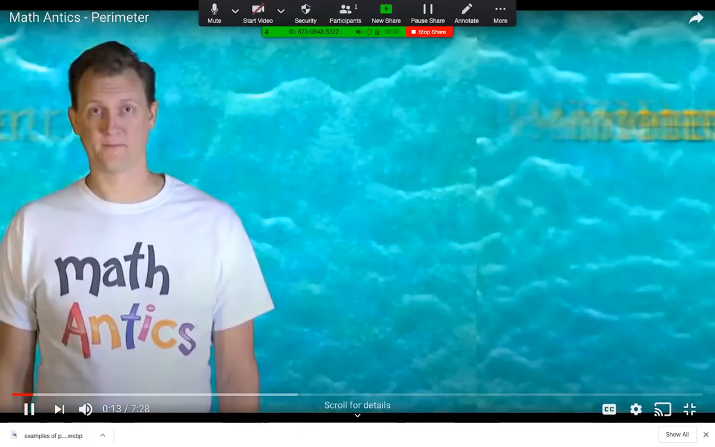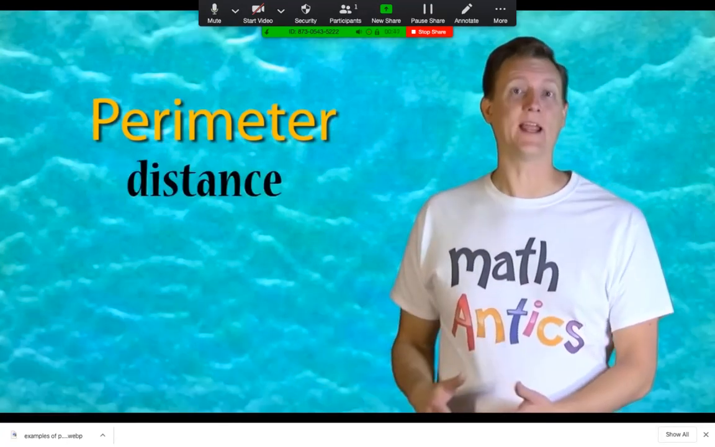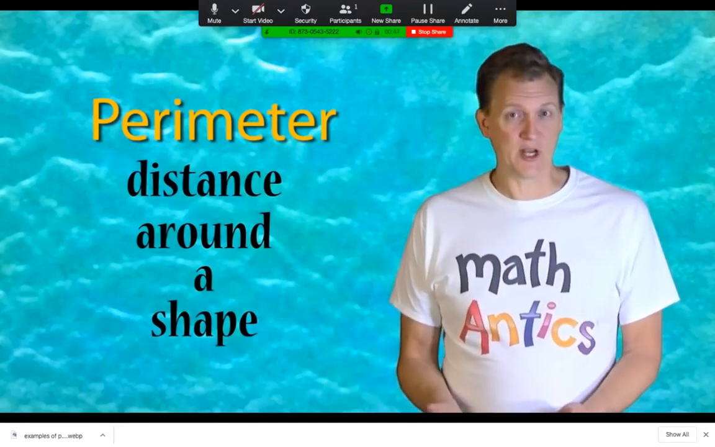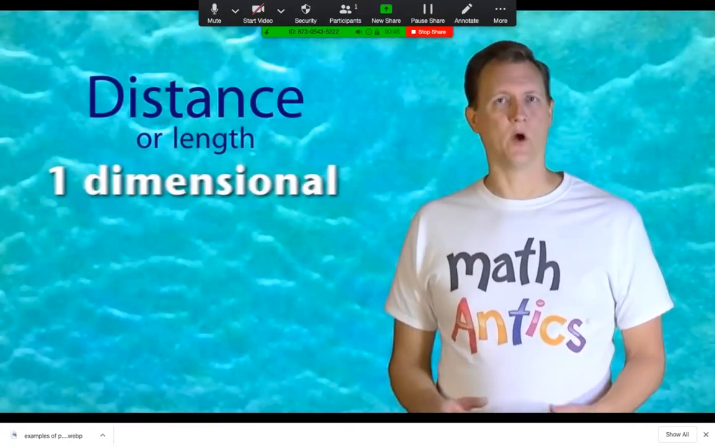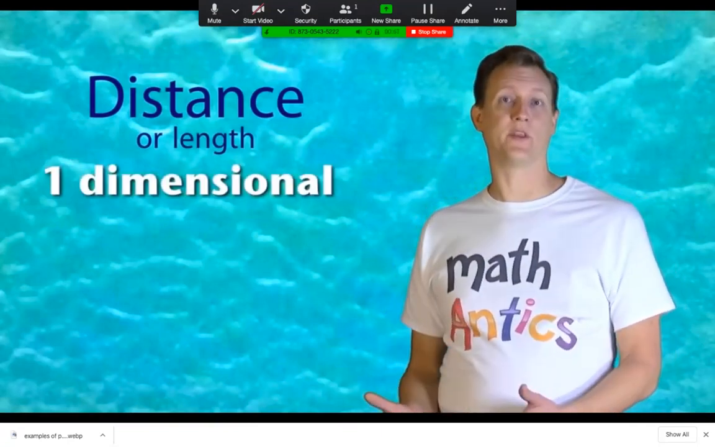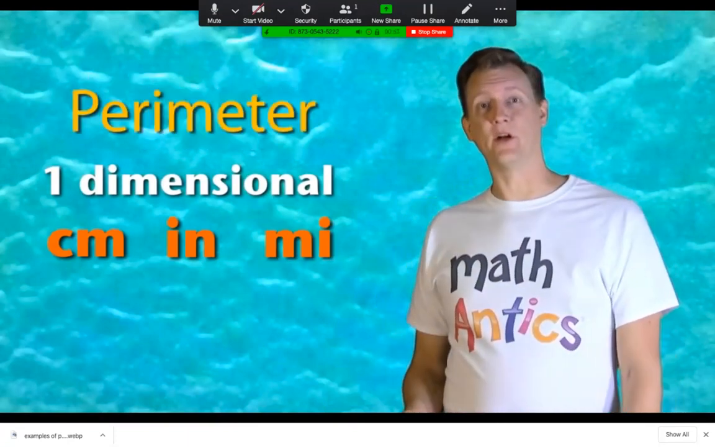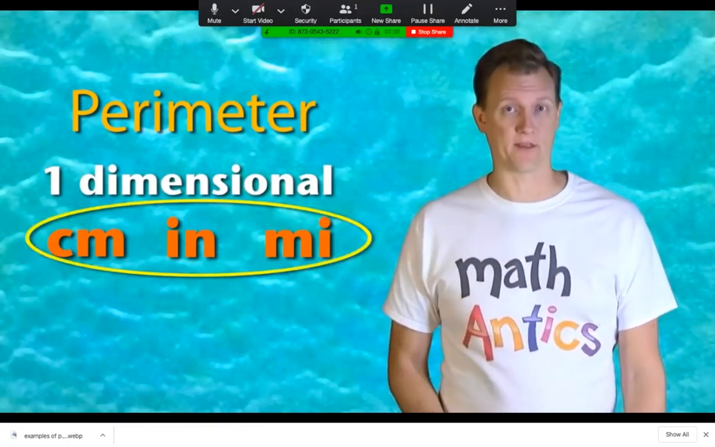Perimeter. Perimeter is just a fancy math term that means the distance or length around a shape. But what exactly does the distance around a shape mean? Well, distance or length is a one-dimensional quantity that we can measure with units like centimeters, inches, or miles. That means that perimeter is also a one-dimensional quantity that we can measure with units of length.